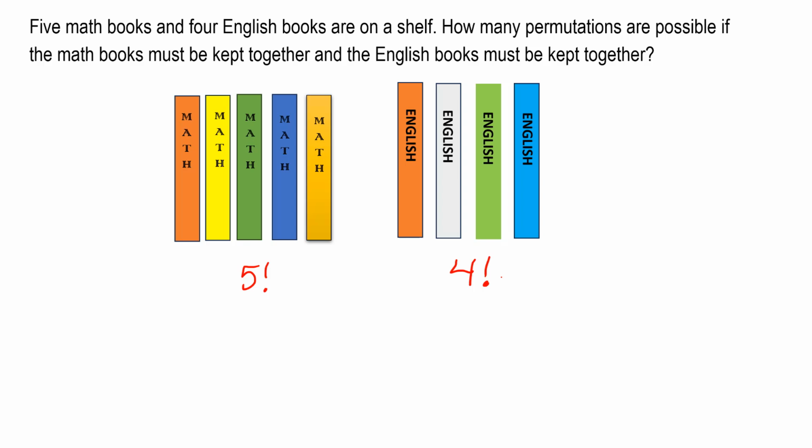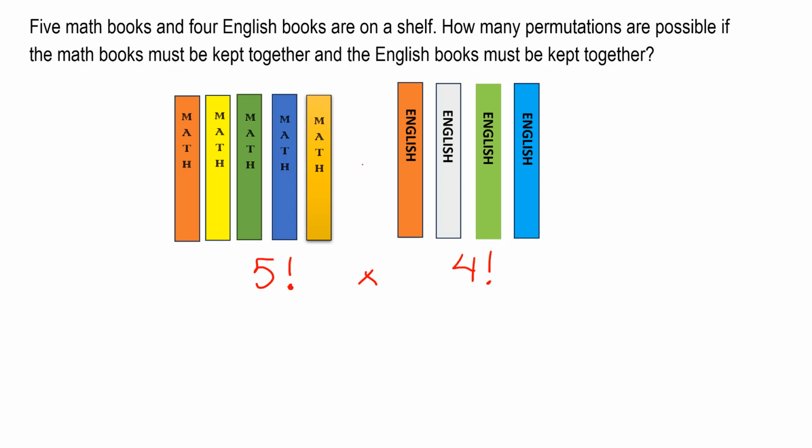The reason we're going to multiply is because for every single permutation of the math books, there are 4 factorial arrangements of the English books. So you have to multiply these 2 numbers together. So it's going to be a lot of different ways.